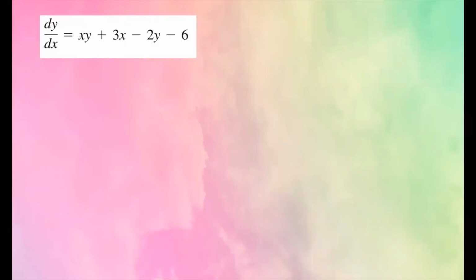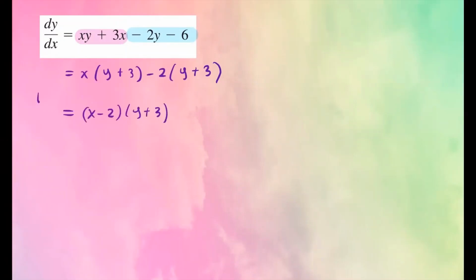Now let's go ahead and try this one. We're going to use the separation of variables method. It looks like we can factor first on the right-hand side before we separate the variables. From the first two terms, I can group out an x, so you're left with y plus 3. From the second group, I can pull out a negative 2, so that gives me y plus 3. Yeah, that looks right. And I can continue to group. So I have x minus 2 times y plus 3. So use the method of factoring by grouping to rewrite the expression on the right-hand side.